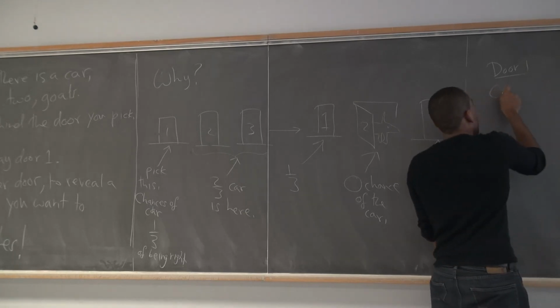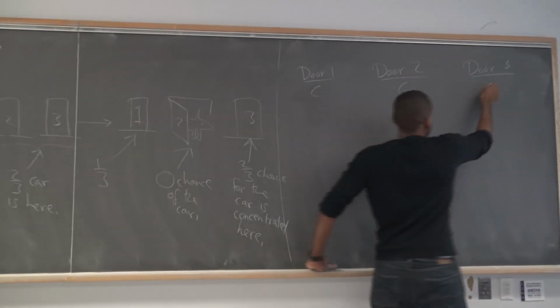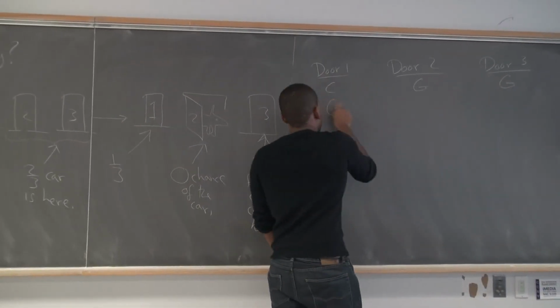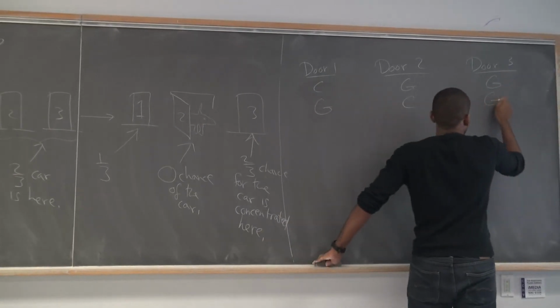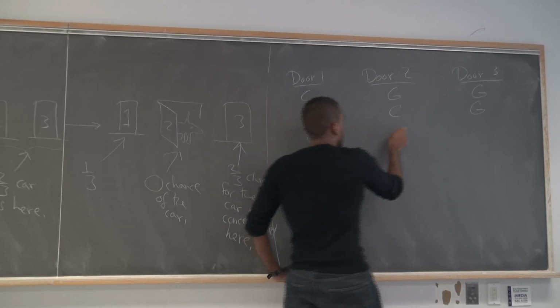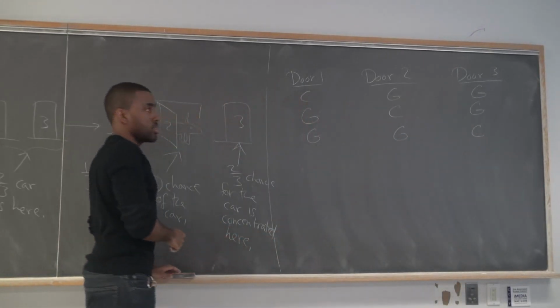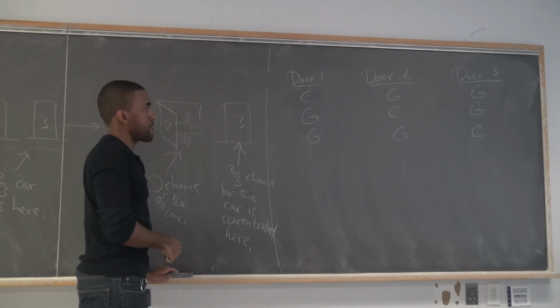So I'm just going to use C for car, G for goat. We can have car, goat, goat; goat, car, goat; and goat, goat, car. Those are all the possibilities, right?